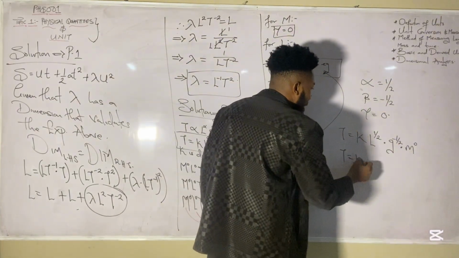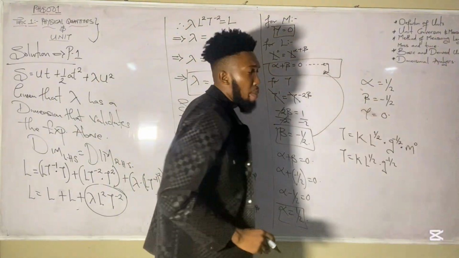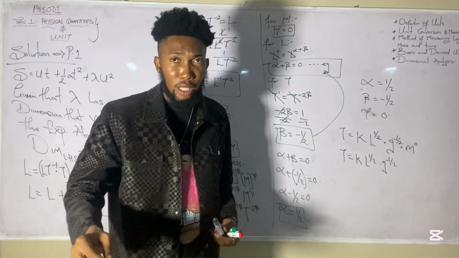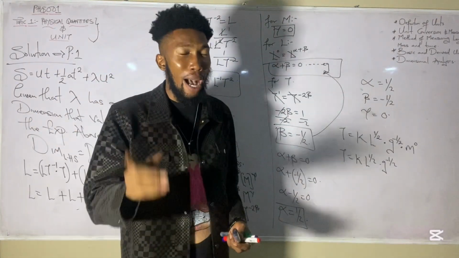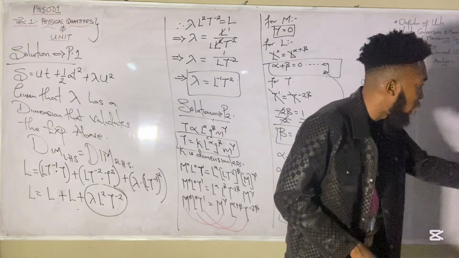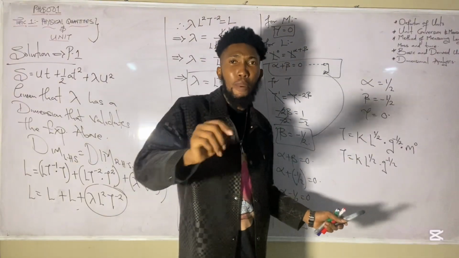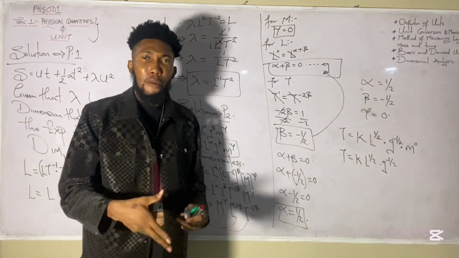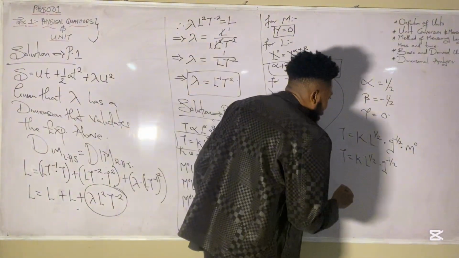T is equal to what? k L to the power of 1 over 2, G to the power of minus 1 over 2. M has disappeared because M to the power of 0 is 1. That's why they tell you that the period of oscillation of the pendulum bulb is independent of the mass. They are talking about the period of oscillation of the pendulum bulb, and you can see now that mass has disappeared from the expression. It means it does not depend on mass. You see how dimensional analysis reveals some key things about the particular occurrence in physics. Very, very key.